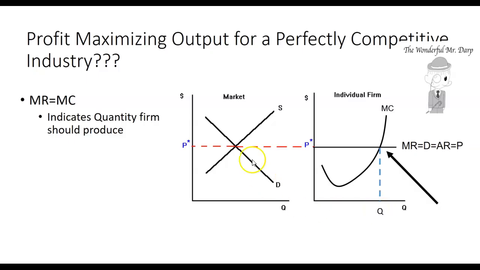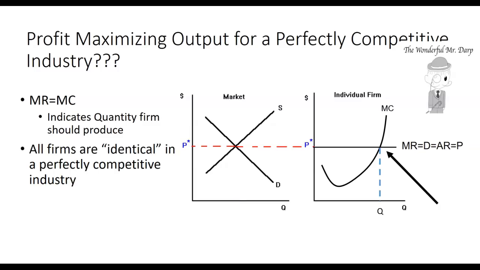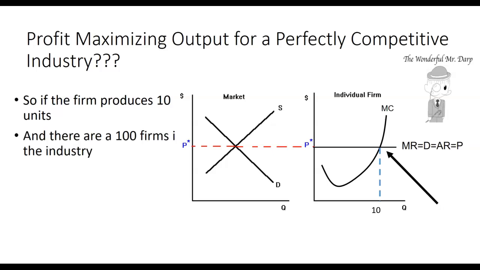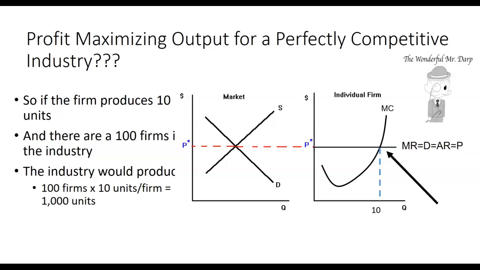So I usually put QF, and then I have my market, which I usually put as QM, because they are two different things. You should label them as such. All firms are identical, so that firm is a representative firm for all the other companies in the industry. So they'll all produce a specific quantity. So if the firm produces 10 units, and there's 100 firms in the industry, how much would the industry produce? Just take a moment, think about it. Hopefully you got 1,000 units. Just 10 times 100, 1,000.